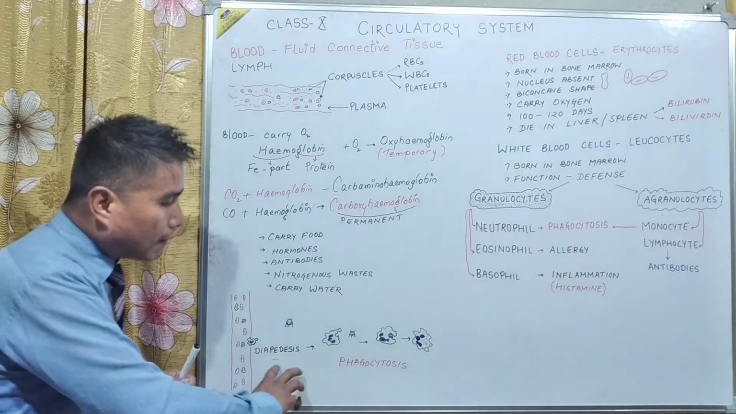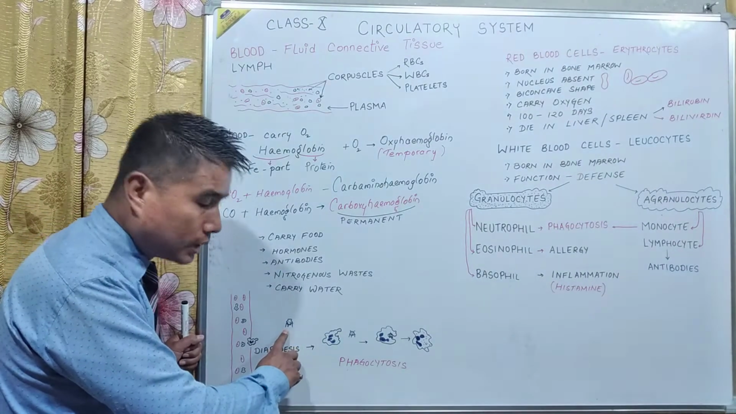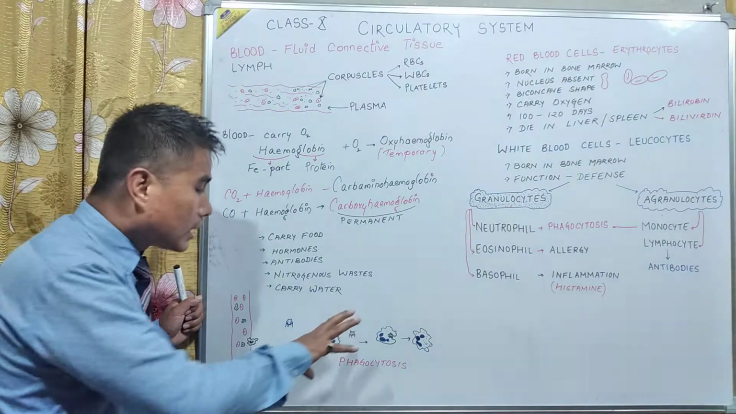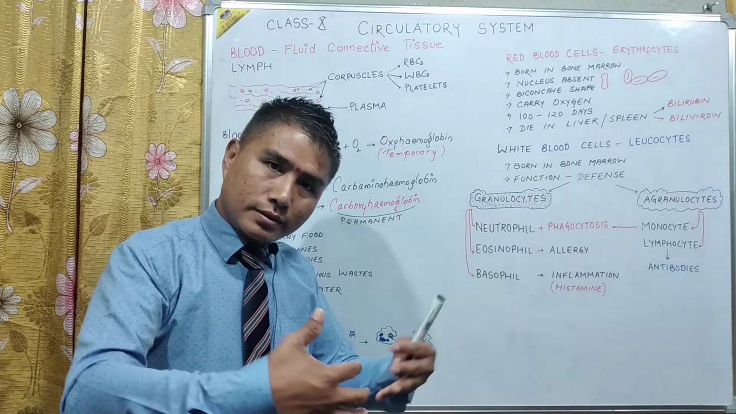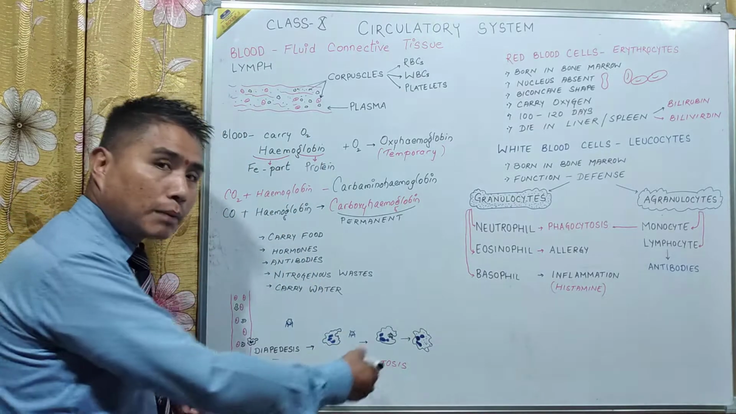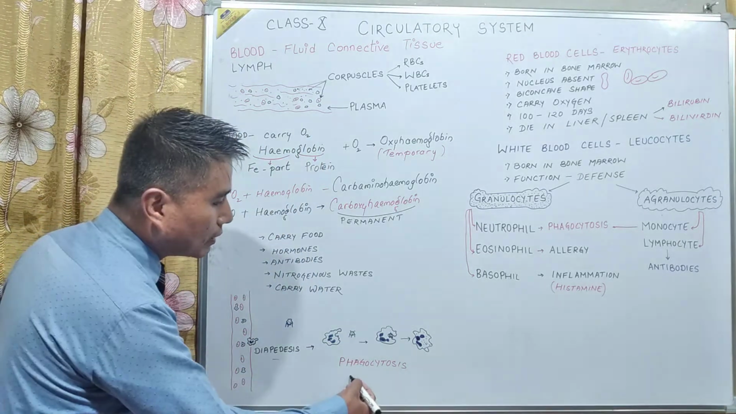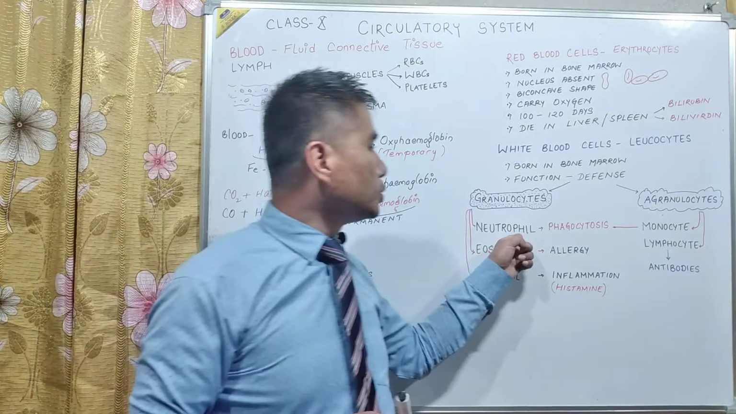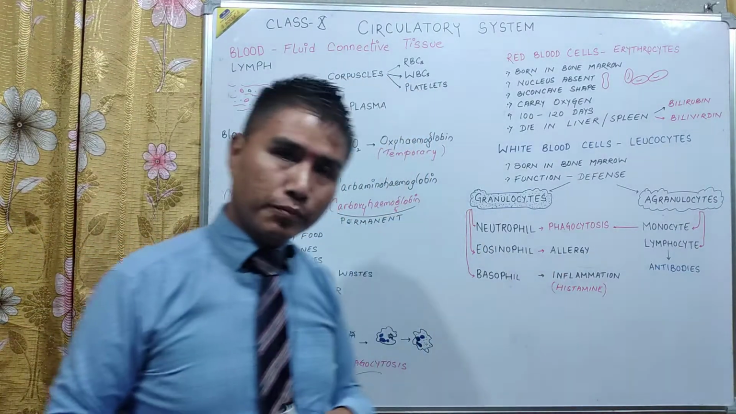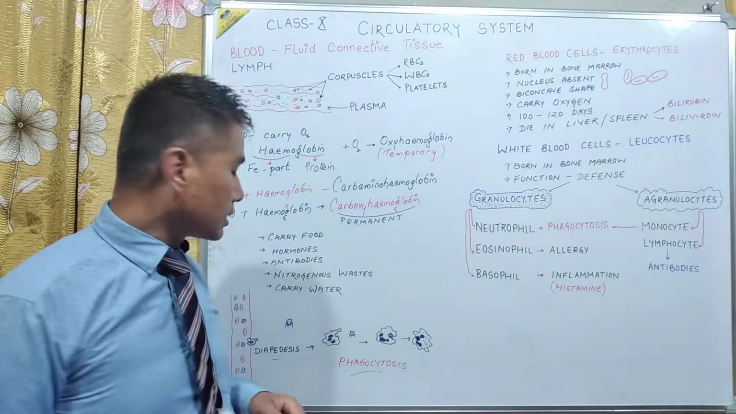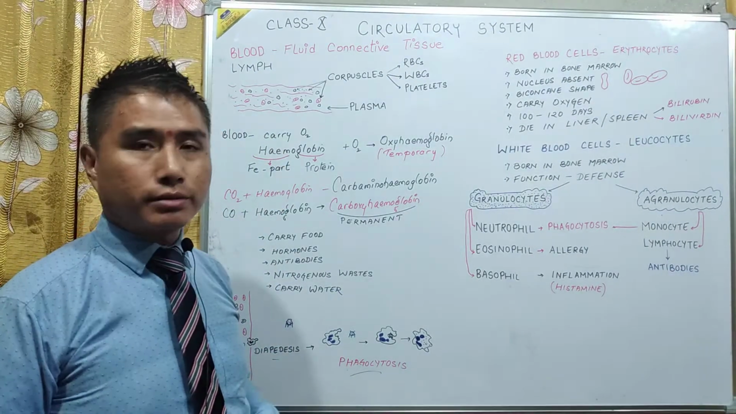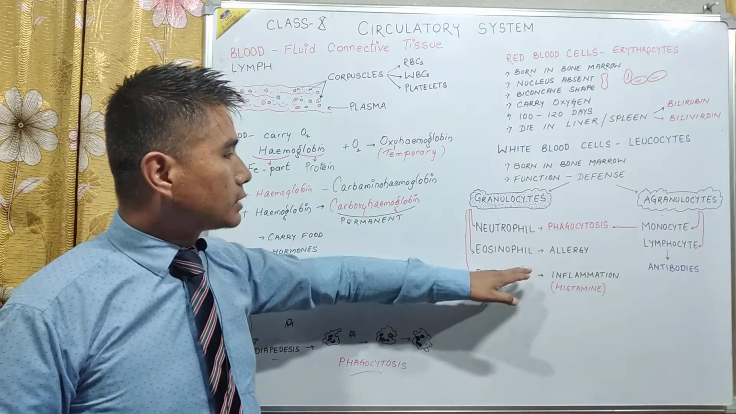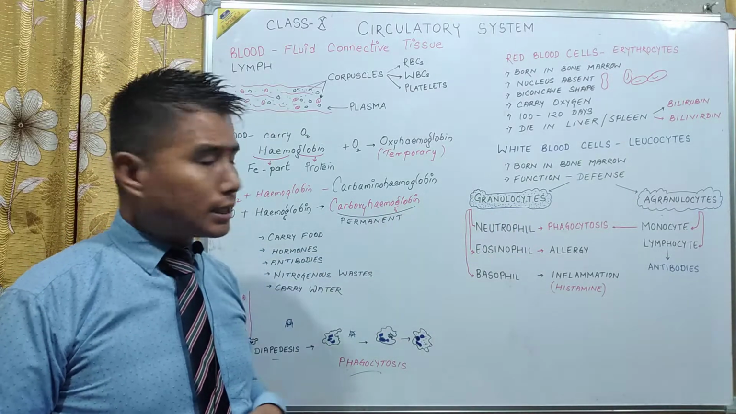Then afterwards it moves towards the foreign particle, the antigen, and starts engulfing it just like an amoeba, eats it completely and digests it. That process is known as phagocytosis. This phagocytic function is done by neutrophil and monocyte. So the question might come: define diapedesis, define phagocytosis. Fine.